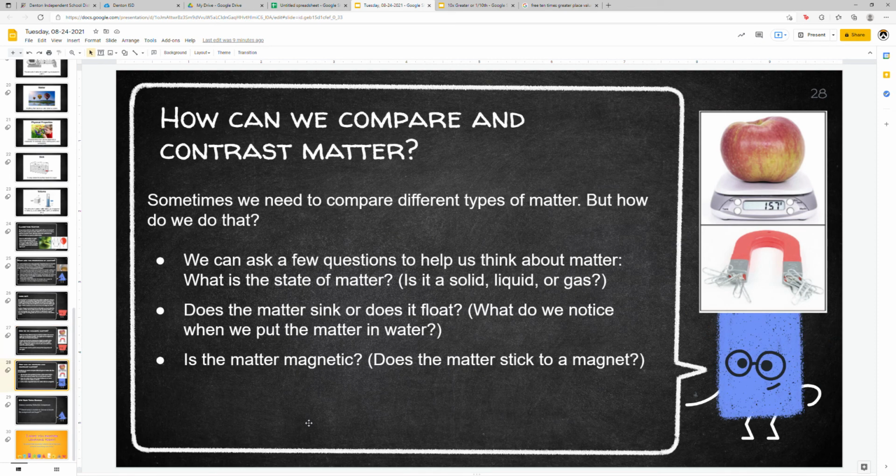Now, how can we compare and contrast matter? We've talked a little bit about this before. Sometimes we need to compare different types of matter, but how do we do that? We can ask a few questions to help us think about matter. What is the state of that matter? Is it a solid? Is it a liquid? Or is it a gas? Does the matter sink or does it float? What do we notice when we put the matter in water? Is the matter magnetic? So does the matter stick to a magnet? All depends on the matter you are using, of course.